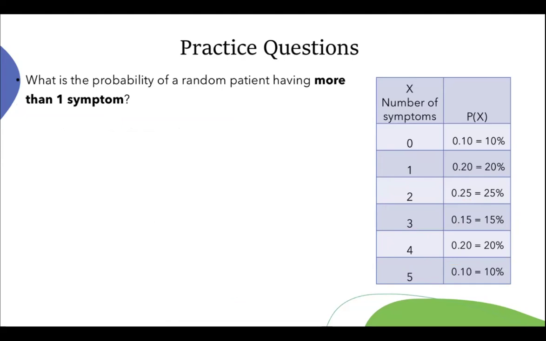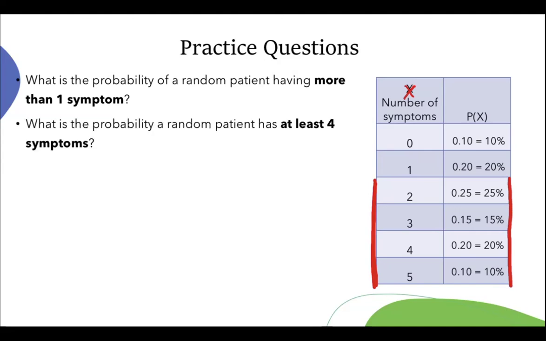Now the table, of course, has to be built correctly in the first place, but if we have a correct table, we can answer all these questions. What's the probability of having more than one symptom? Well, let me look at when x is more than 1. More than 1 means 2, 3, 4, and 5, according to this table, because it doesn't go higher than 5. So the probability of that happening is the sum of these 4 probabilities.